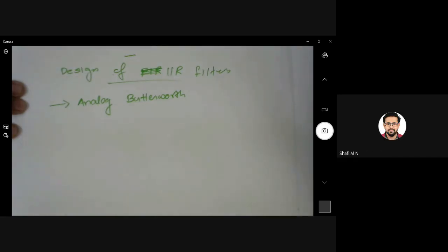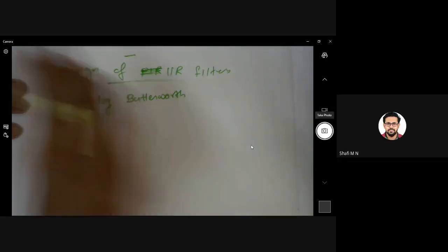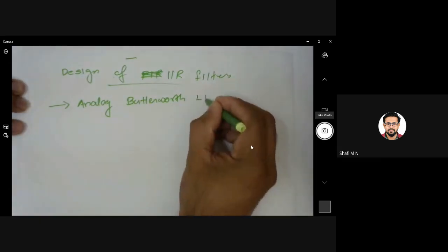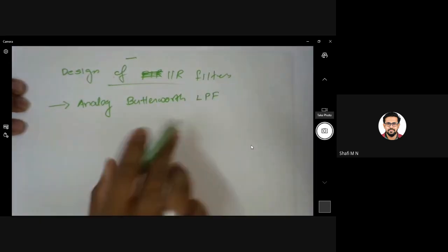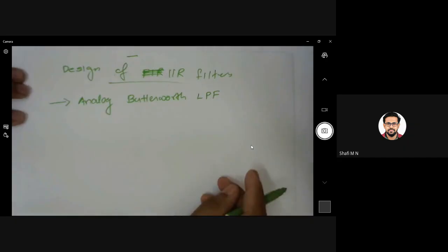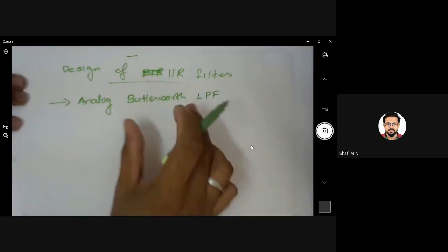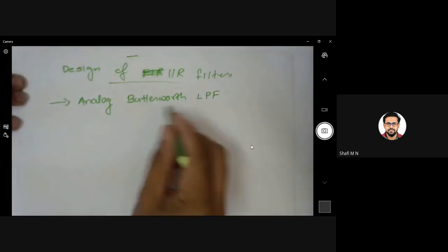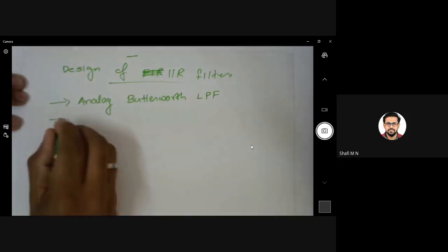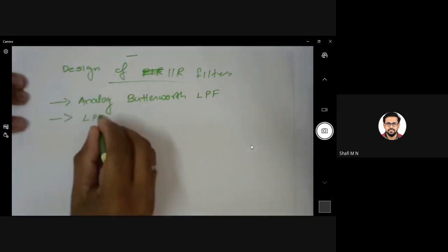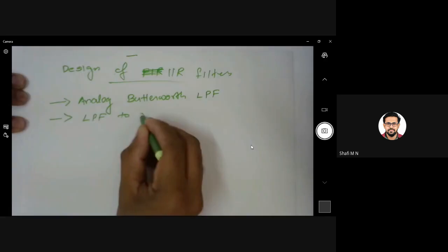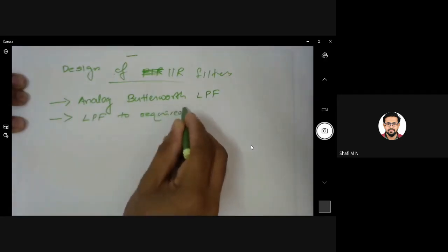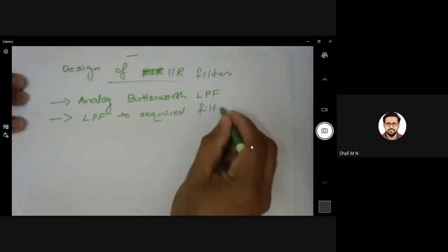Okay, so we will start with the analog Butterworth low pass filter first. This will be the first point of discussion. The design of a digital filter starts with this. First you have to design an analog low pass filter. Then you have to convert the low pass filter to the required filter. This is the thing you have to learn.